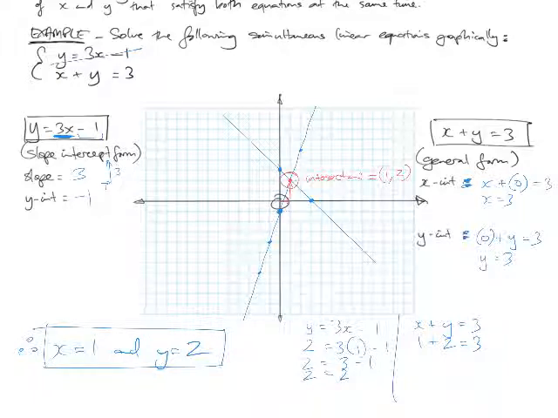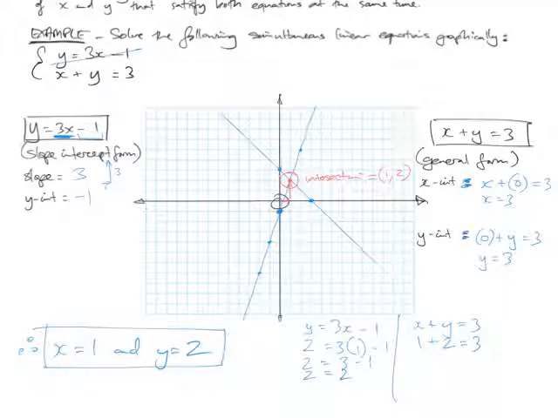So hopefully you can see that the first method of solving simultaneous linear equations is to graph the line of the equation separately. Here you've seen examples of graphing a line from slope-intercept form and from general form, finding the intersection, and the solution is the x value and the y value there.